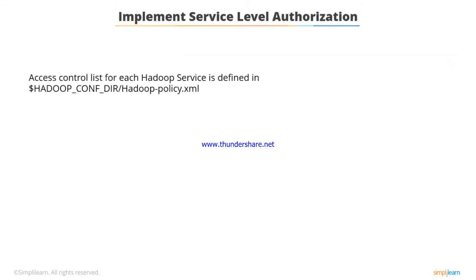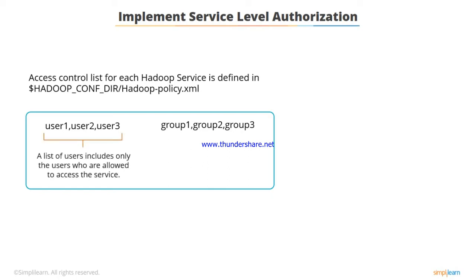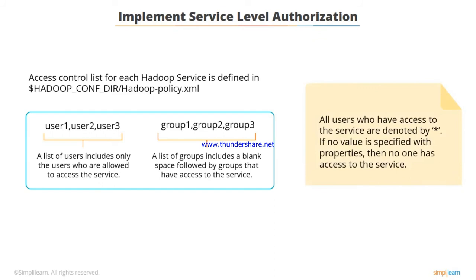Access control list for each Hadoop service is defined in $conf_dir/hadoop-policy.xml. It contains a list of users and groups separated by a space. Each list has values separated by commas. For example, user1, user2, user3, group1, group2, group3. A list of users includes only the users who are allowed to access the service. A list of groups includes a blank space followed by groups that have access to the service. All users who have access to the service are denoted by an asterisk. If no value is specified with properties, then no one has access to the service.